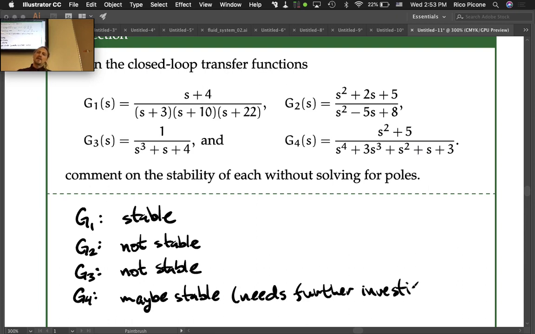This is just an exercise in recognizing stability and instability by looking at the transfer function, without even knowing what the poles are. That one's unstable, that one's unstable. This one might be stable, it might be unstable, it might be marginally stable. We don't know. It's not clear from just inspection of the transfer function. We would have to actually compute where the poles are, or we can use the criterion from the next section, which is the Routh-Hurwitz criterion.